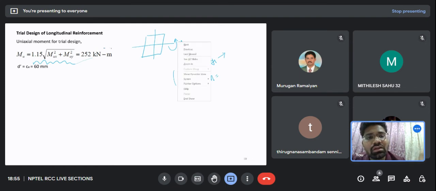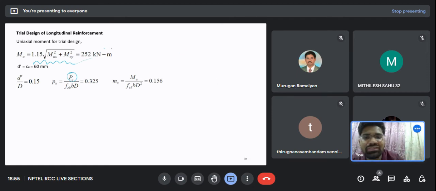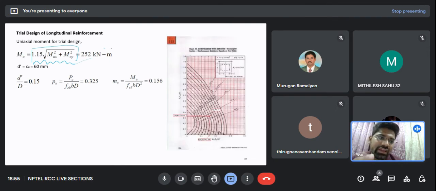I will assume my column to be subjected to this M and a load of Pu, which is already given in the question. And now I will design this column as a uniaxial moment. So I will find the reinforcement using the design chart. All other values are already given. I have just assumed a moment value, which was just an approximation. For that moment value, now I will find the percentage of steel using the interaction curve.